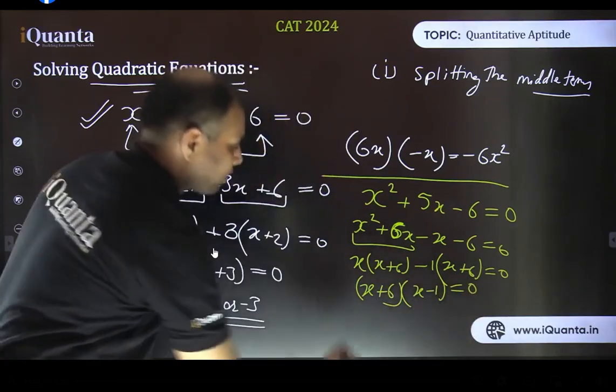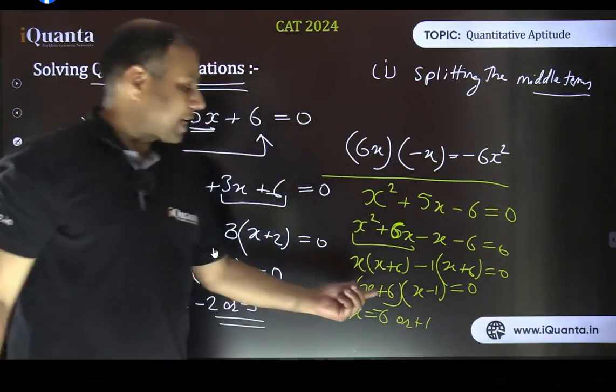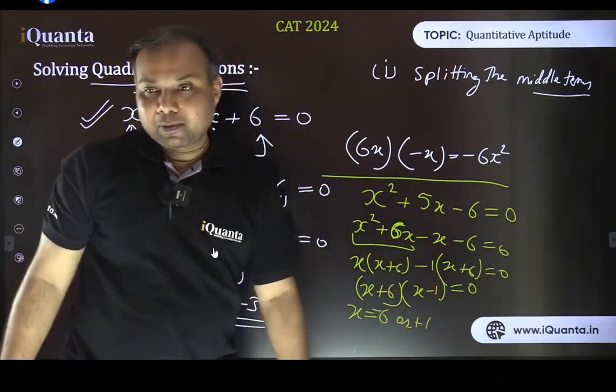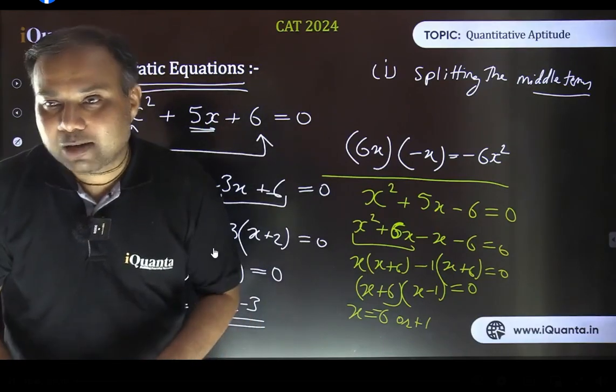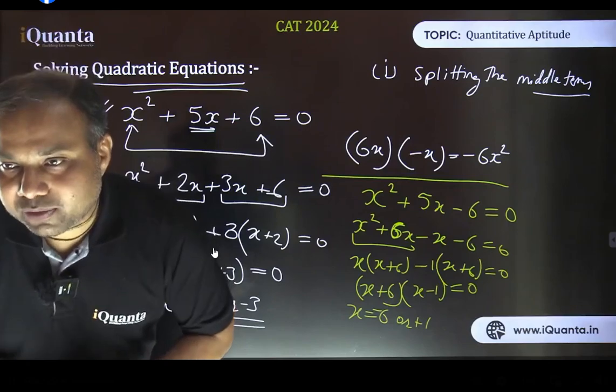Which means x equals 6 or minus 1. Oh, sorry, minus 6 or plus 1. Because x plus 6 is equal to 0, that means x is minus 6. And when x minus 1 is equal to 0, then x comes out to be plus 1. So yes, minus 6 and 1, these are the 2 values or 2 roots, 2 solutions of this equation. Is it fine? Okay, Jafar is asking, can't we take 2 and minus 3?